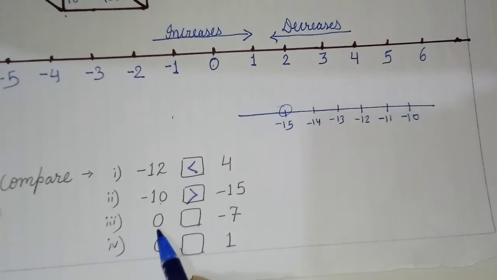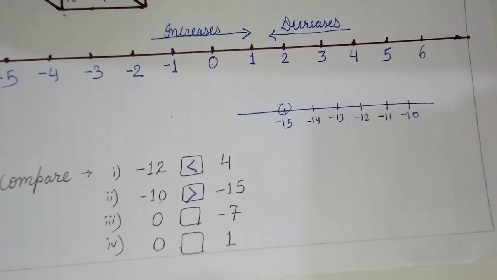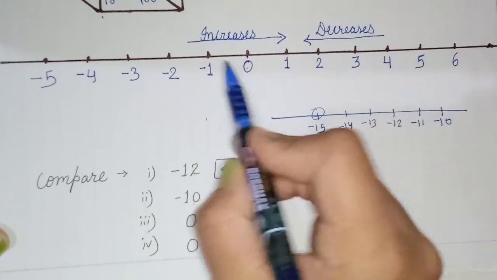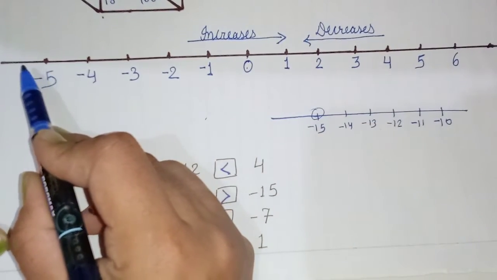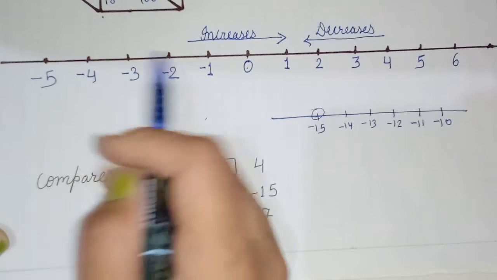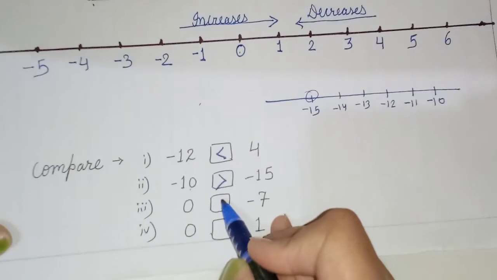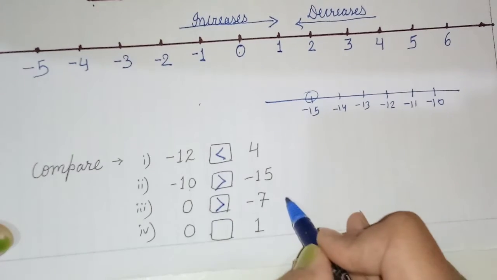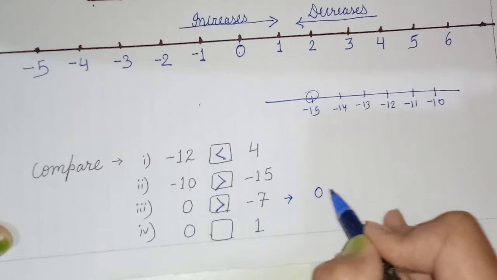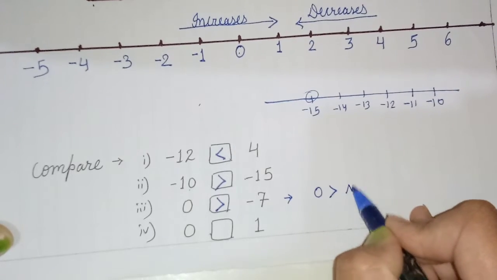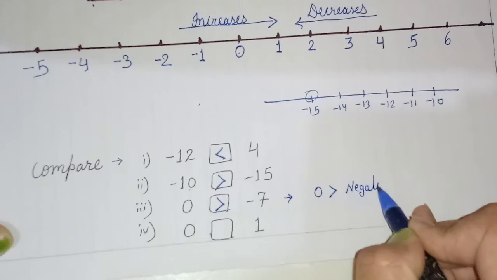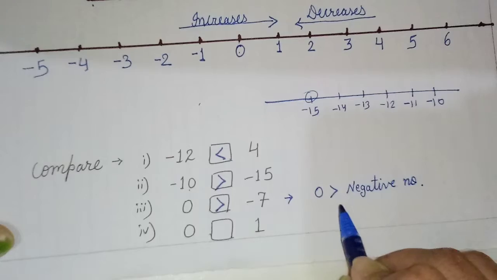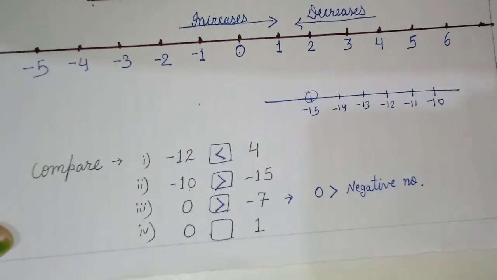Right. The third point is 0 and minus 7. We have to compare 0 and minus 7. Again we can see this number line here. Here we have 0. Then toward the left it's minus 5, minus 6, minus 7. So minus 7 is at the left of 0. So minus 7 will be smaller. By this what do we conclude? We conclude that 0 is always greater than any negative number. Whichever negative number is there to compare, 0 will always be greater than the negative number.